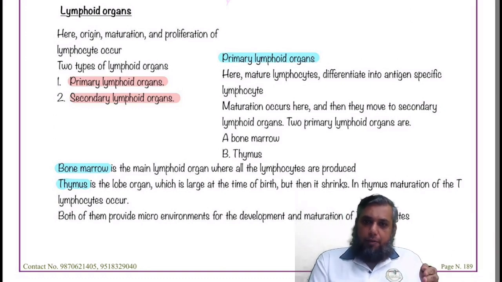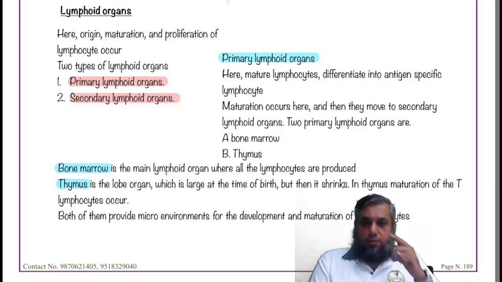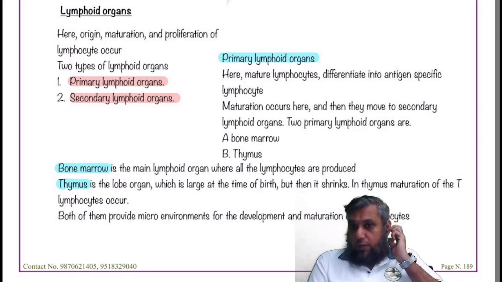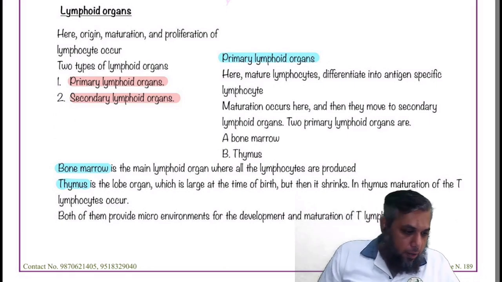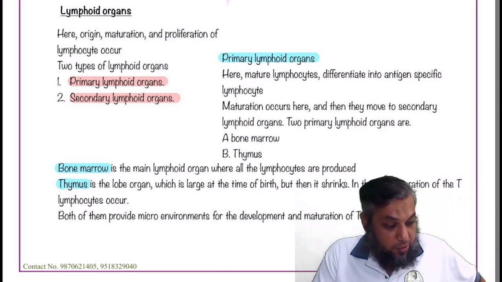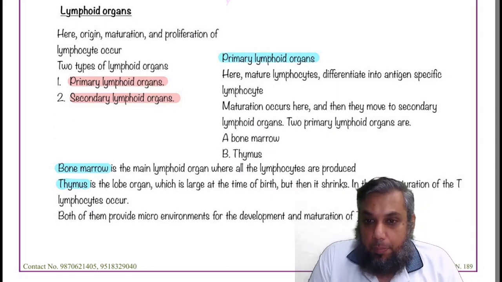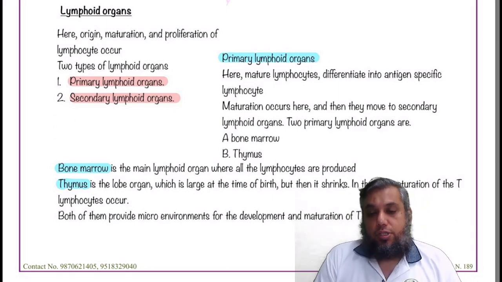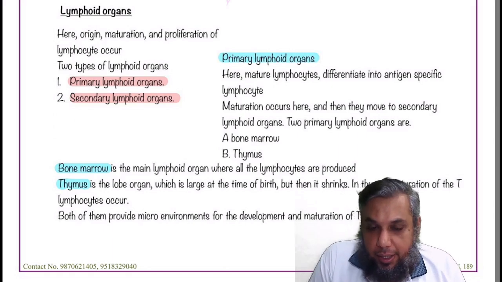So now from the primary lymphoid organs, the mature lymphocytes which are differentiated into antigen specific lymphocytes will go to the secondary lymphoid organs. Here in the secondary lymphoid organs, these lymphocytes will come in contact with the specific antigens. There will be interaction with the antigens. Because of this, these lymphocytes will now proliferate into the effector cells, actual action taking cells in the human body.